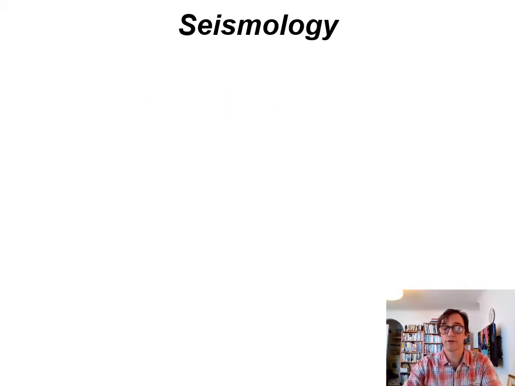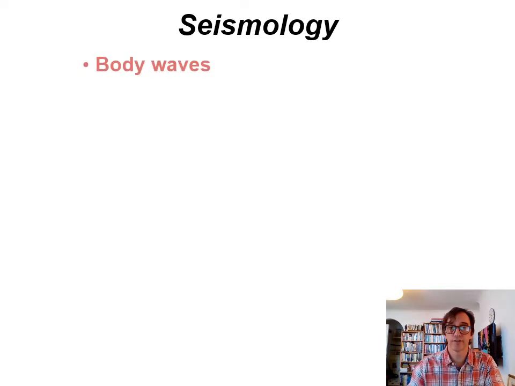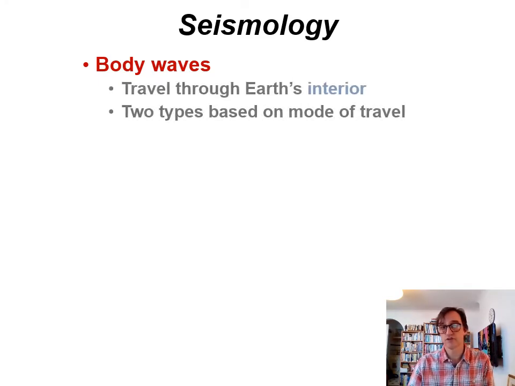Yeah, so just carrying on. In seismology, to finish this subject, there's body waves, which are the second type. So we had surface waves. These are ones that come through the ground. They travel through the Earth's interior, and there are two types based on the mode of travel.